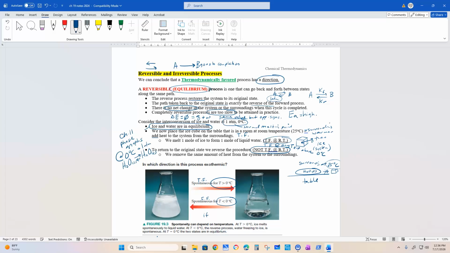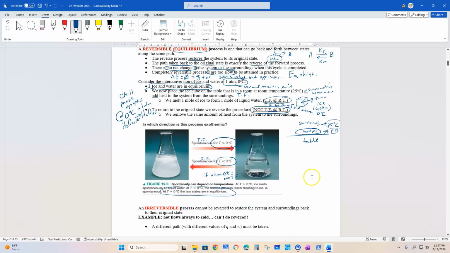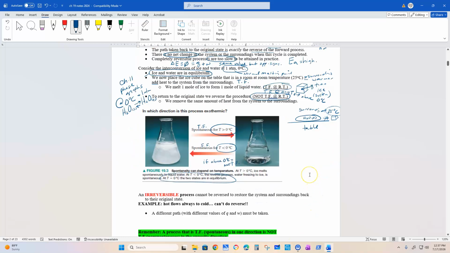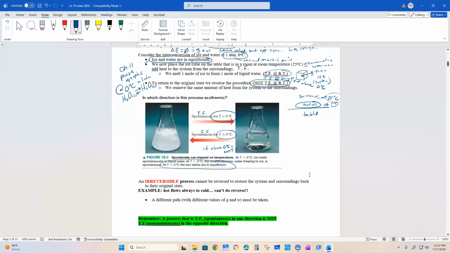So if I make this temperature less than 0, then it will go back to ice, okay? But if it's above 0, then it won't be thermodynamically favored, okay? And then at 0 degrees, the two systems are at equilibrium. You don't have only water or only ice. You have them both at the same time. So this is why thermodynamics has an actual direction. We have to know what temperature is, and we have to know what's going to happen.